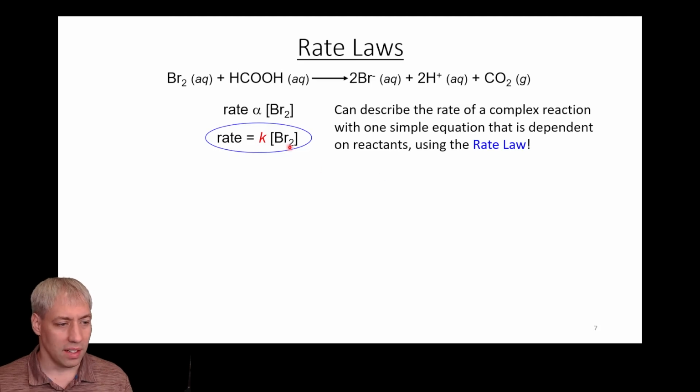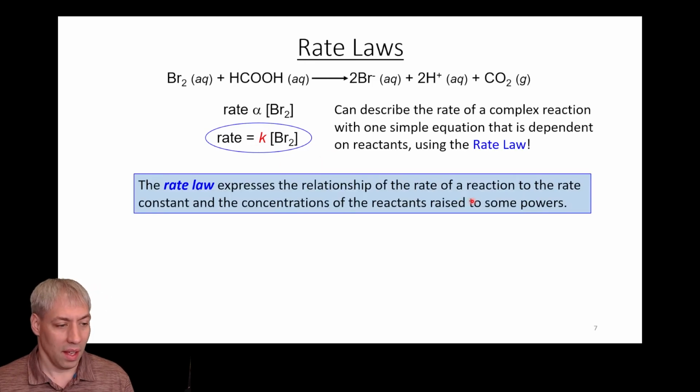And so that relationship is effectively the rate law. Rate is equal to the rate constant times the concentration of Br2. This describes the relationship between concentration and rate, and it's all dictated by this rate constant k. And so, again, that's what a rate law is. The generalized form of a rate law is the relationship of the rate of reaction to the rate constant and the concentrations of reactants raised to some powers.